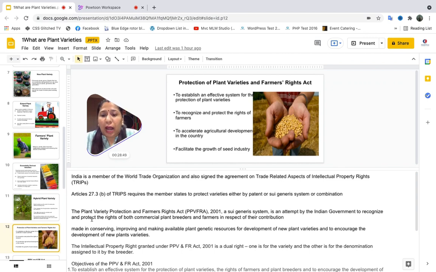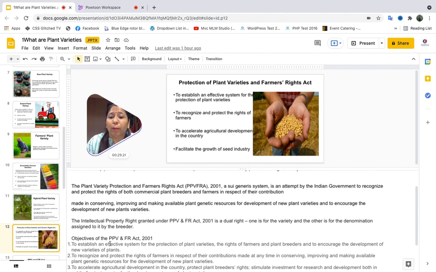Now, under that system, the Protection of Plant Varieties and Farmers' Rights Act was enacted in 2001. It was an attempt by the Indian government to recognize and protect the rights of both commercial plant breeders as well as farmers as per their contribution. The contribution of farmers and plant breeders was made in conserving, improving, and making plant genetic resources available for the development of new plant varieties.